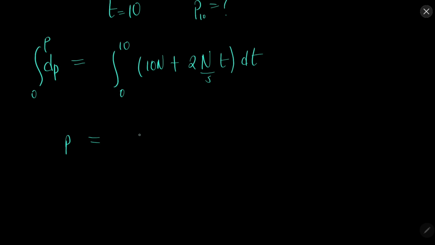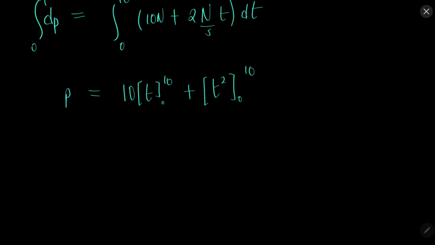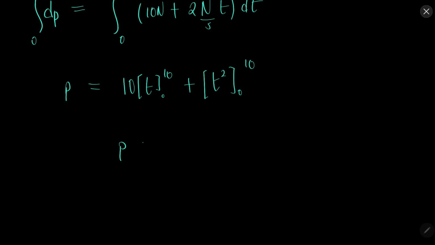So it will be p equal to 10t from 0 to 10 plus t square over 2 into 2, so 2 and 2 will get cancelled out. So ultimately momentum will come out to be 200 kilogram meter per second.